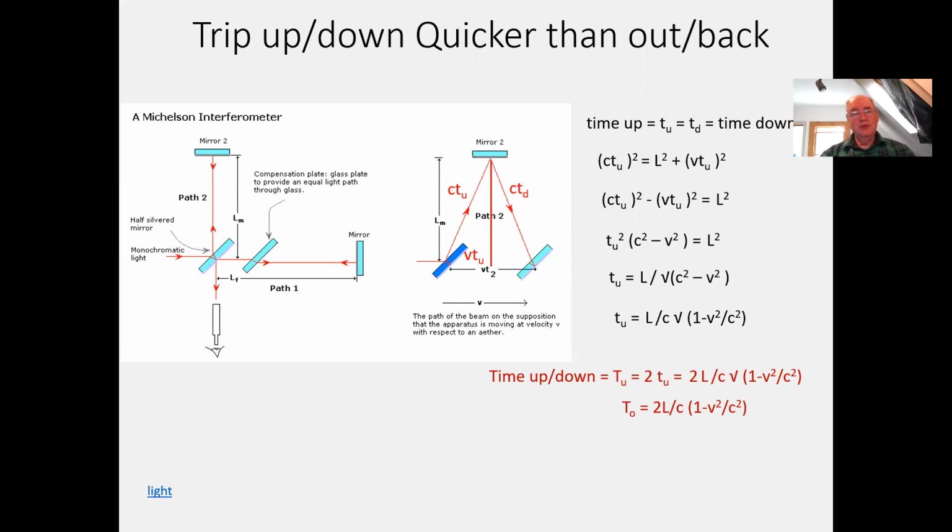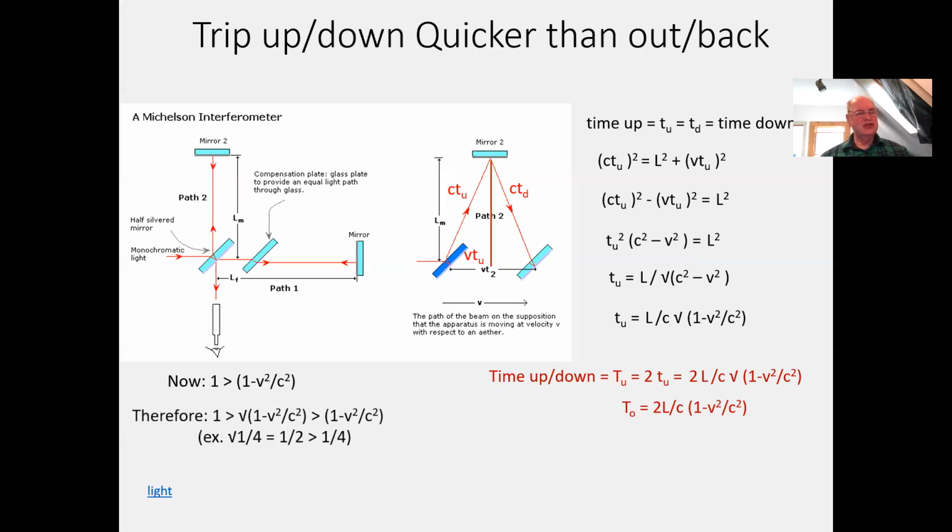Well, which time is bigger than the other? The only difference between these two times is that one has a radical in the denominator and one has the full term in the denominator. But this term is less than 1, right? v squared over c squared is a fraction. v squared is less than c squared. And so we're subtracting a number from 1. This very famous expression, 1 minus v squared over c squared, is less than 1.